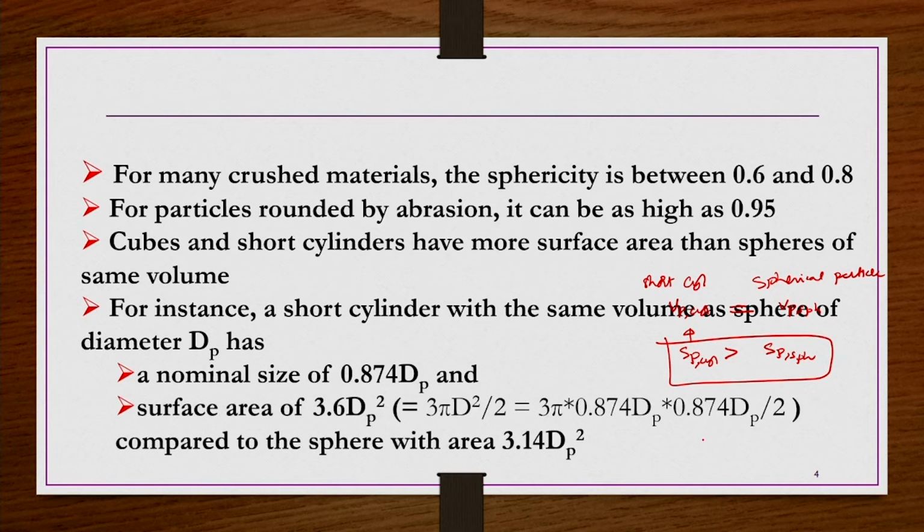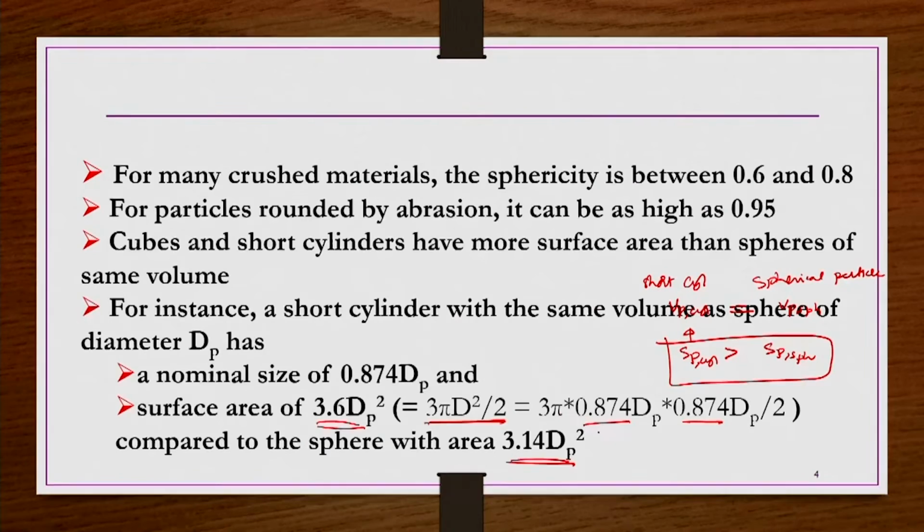Let us say the surface area of a short cylinder is 3 pi d square by 2. Now, d is nothing but 0.874 dp, and if you substitute it here, it is going to be 3.6 dp square, whereas the surface area of the spherical particle is going to be pi dp square, that is 3.14 dp square. So, that is the reason the surface area of a spherical particle is smaller compared to the surface area of the short cylinder, provided the volumes of these two particles are equal to each other. Okay. In a similar way, we can check for the cubes also.